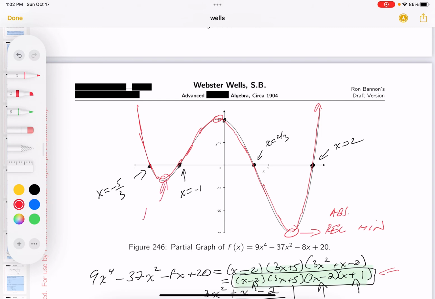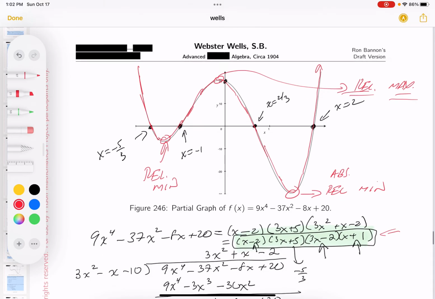What's over here? This is a relative minimum. It's not absolute because there are points below it. But in a neighborhood, he's the smallest guy. This over here is a relative maximum. Again, later in the course, Wells does briefly touch upon those points, by the way, and you can get those algebraically.